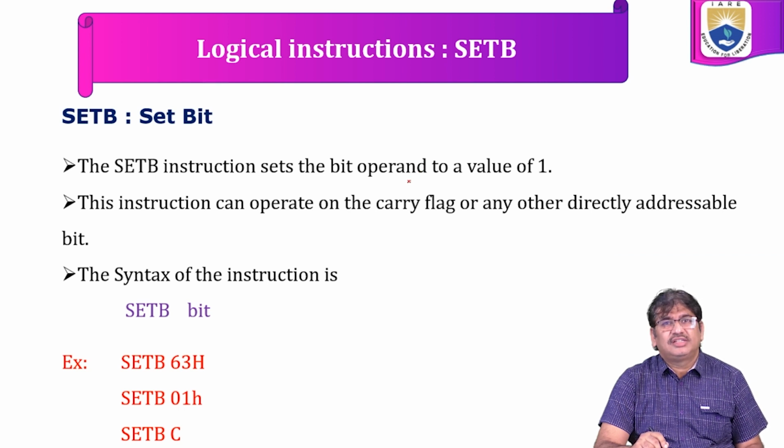SETB 63H. This will modify the bit which is at the memory location 63H. SETB 01H, the 01H memory location contents will be set to 1. SETB C, after executing this instruction, the carry flag will become 1.